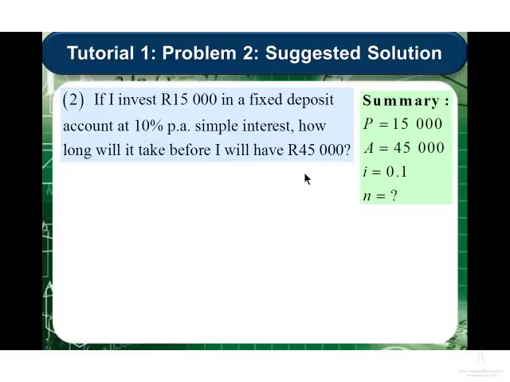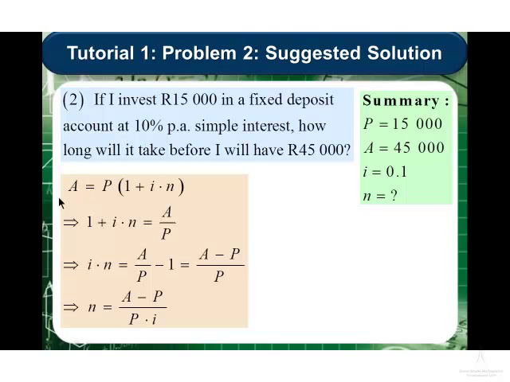As I suggested before, let's make a summary of what we have available and what is actually required to calculate in this particular case. We have the principal amount, 15,000. We want the accrued amount to be 45,000, and we're interested to find out how long it will take for that to happen, if of course the I value, that is the simple interest in decimal form, is 0.1.